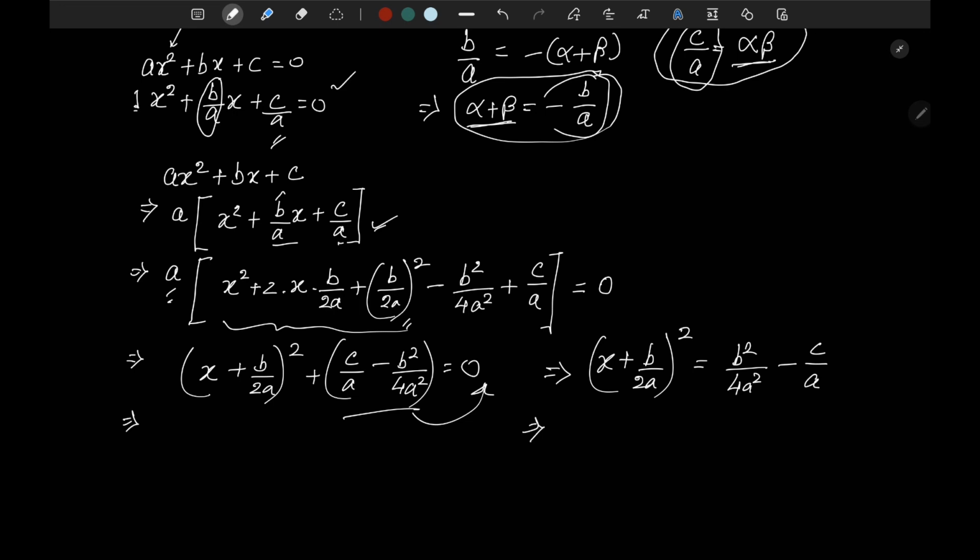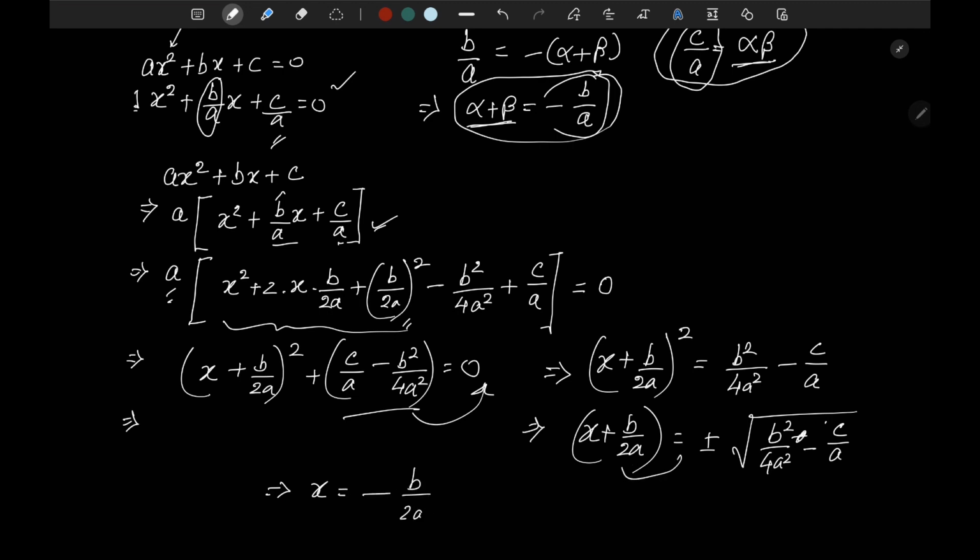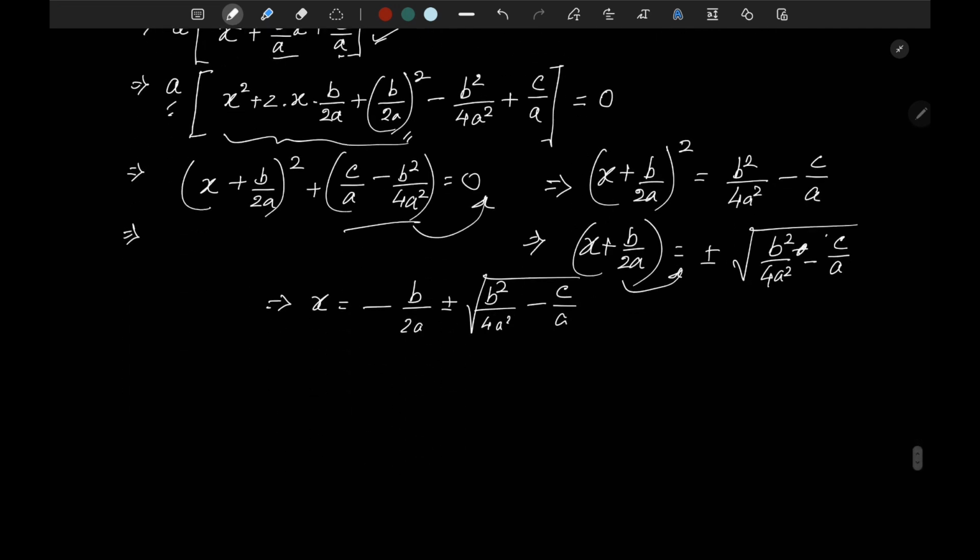Let us take square root on both sides. It will be x plus b by 2a equal to plus minus root over b square by 4a square minus c by a, or x equal to minus b by 2a, this comes on this side, and your plus minus root over b square by 4a square minus c by a. This can be further simplified.